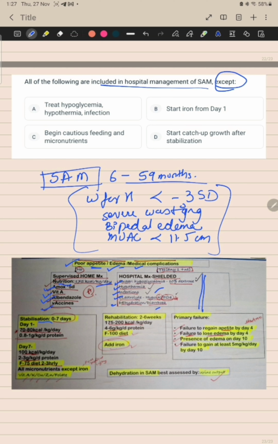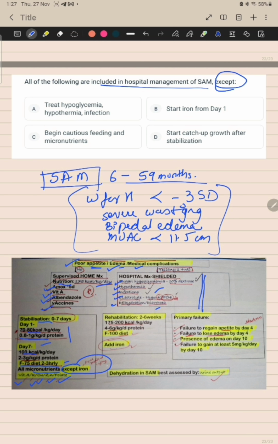So stabilization is day 0 to day 7. On day 1 we start with 70 to 80 kilocalories per kg per day, 0.8 to 1 gram of protein. Then on day 7 we increase it up to 100 kilocalories, 2 to 3 gram of protein, and we start with F75 diet, that is 2 to 3 hourly. And on day 7 we give all the micronutrients like vitamin A, K, copper, zinc, folate, except iron. We don't give iron in the first week.